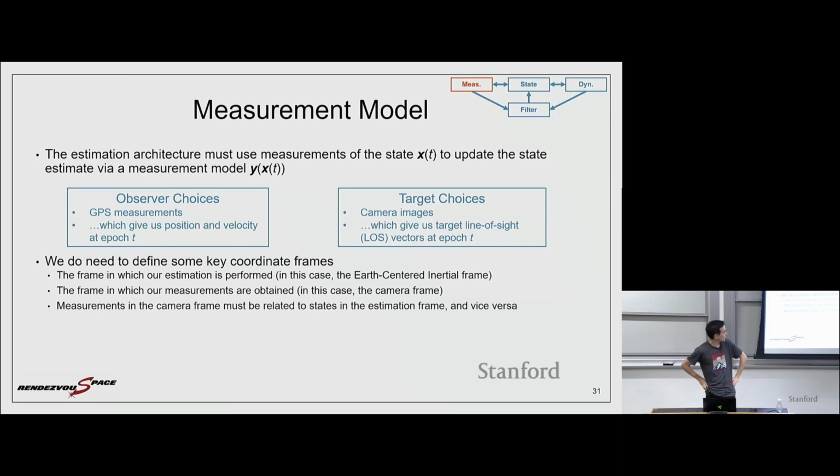So to do this, we do need to define some key coordinate frames. First of all, the frame in which we're actually doing estimation, which in this case is the Earth-centered inertial frame. We also have the frame in which our measurements are obtained, so this is the frame of the camera. And we need to be able to relate those two things together, to map information we get in the camera frame to doing our estimation in the inertial frame.